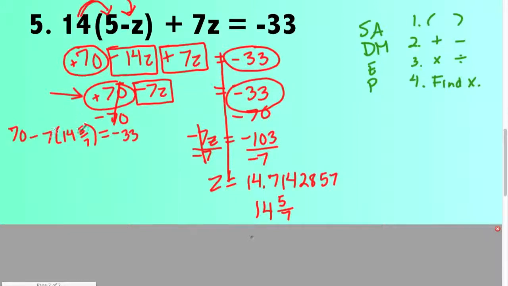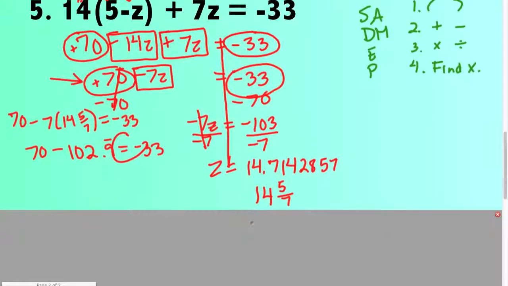So when you multiply 7 by 14 and 5/7, I'm going to use this decimal. 14.7142857 times negative 7 equals negative 102.99 repeating. And then the 70 drops down, minus 33. When you subtract 70 minus 102.999 repeating, you end up getting negative 32.99999 repeating, which is negative 33 if we were to round. So that is the correct answer.